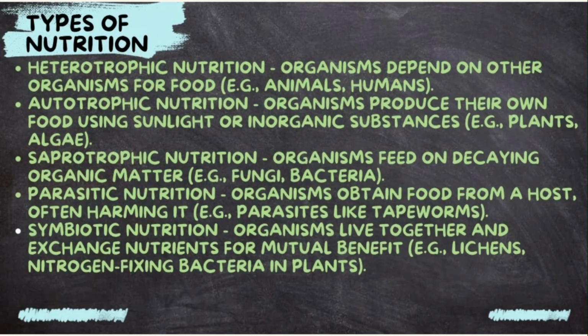Then you have saprotrophic nutrition, and that would be like fungi or bacteria, as we said before, that can actually feed on dead decaying matter, so they can break down things. So that is what saprotrophic nutrition is. They feed on dead decaying matter.